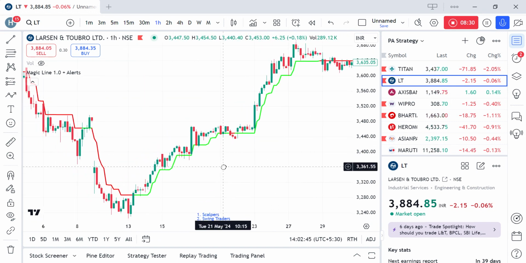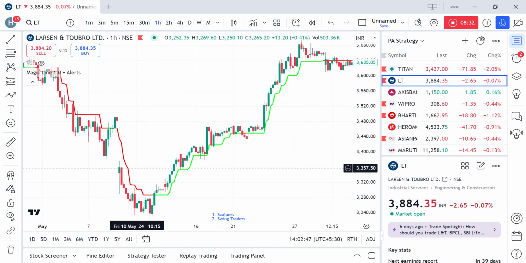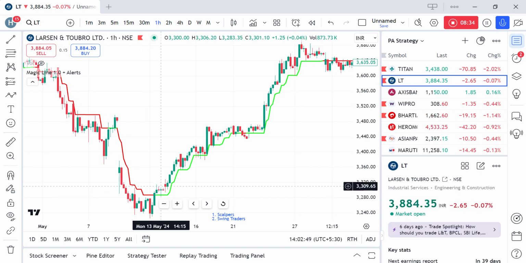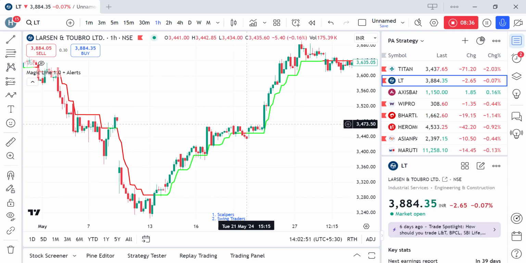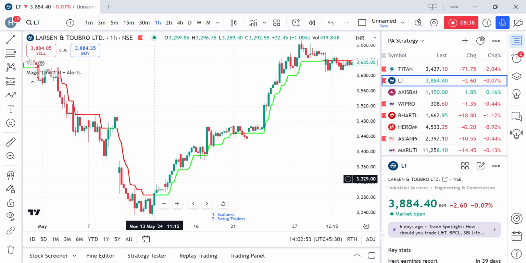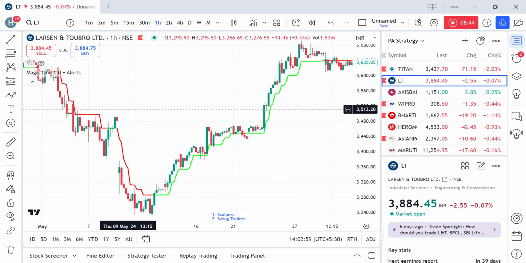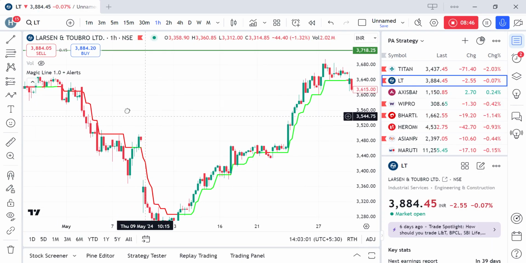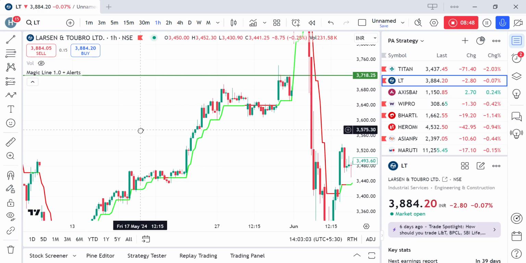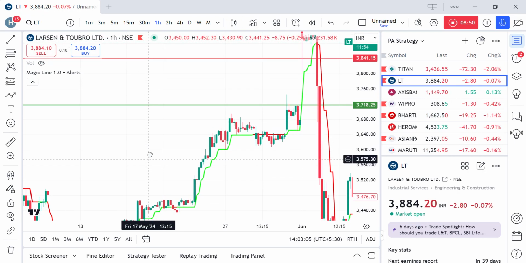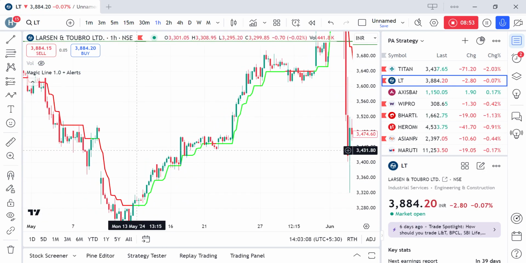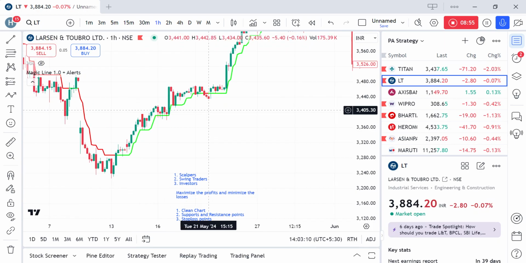You can see the chart. This is a simple line which is going with the candle, and it is having two colors, green and red. It changes color when it is in a downtrend, and it changes color when it is in an uptrend, right? So how does this line work, and how does it help you? Okay, I will come to the first point.